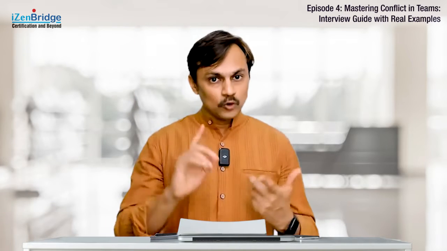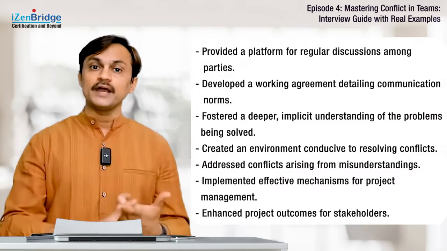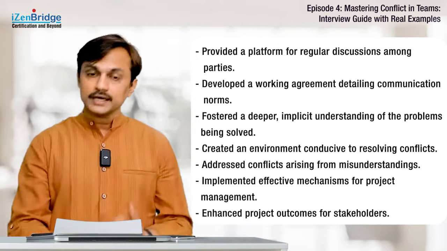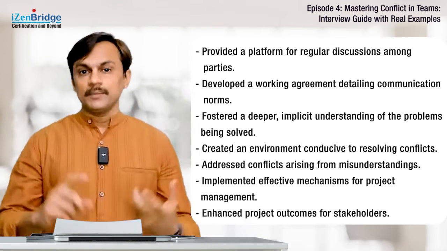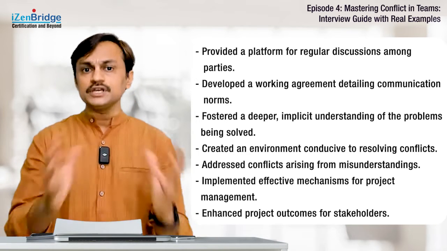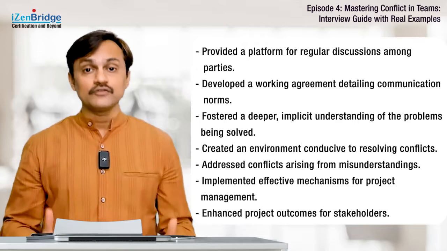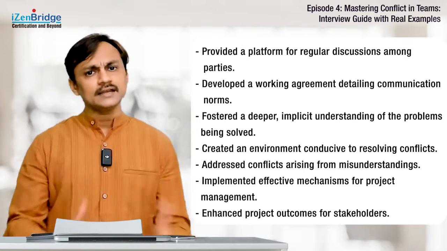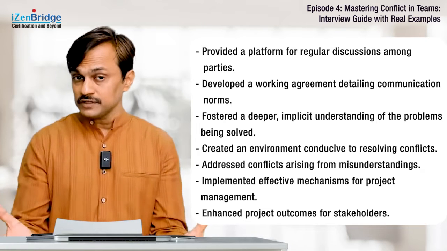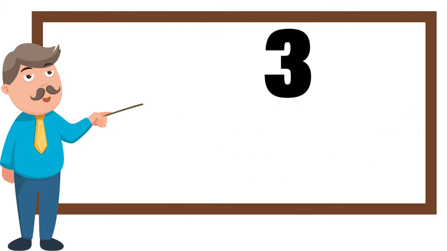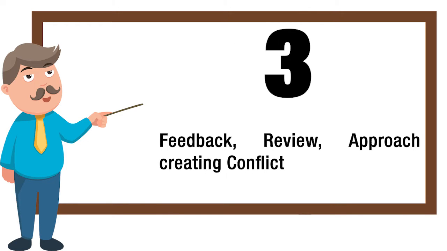So with open, transparent communication, by providing a platform where these parties can discuss things frequently, by having a working agreement on how much detailing we should do, by having a better implicit understanding of the problem we are solving, you created an environment which resolved the root of these conflicts, because they were coming from misunderstanding. That helped us have a better mechanism of dealing with our project, and we started producing better results for our stakeholders. Third example of conflict: feedback and review approach creating conflict.